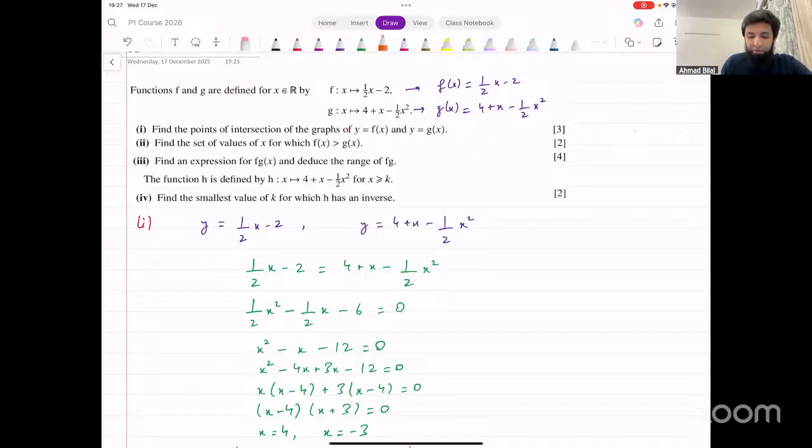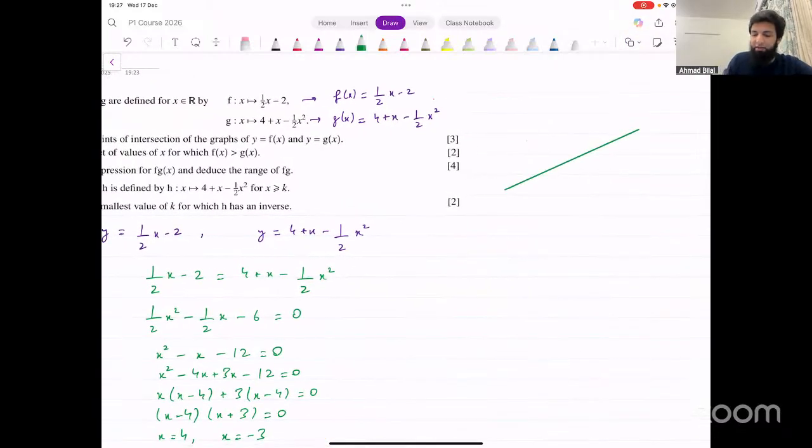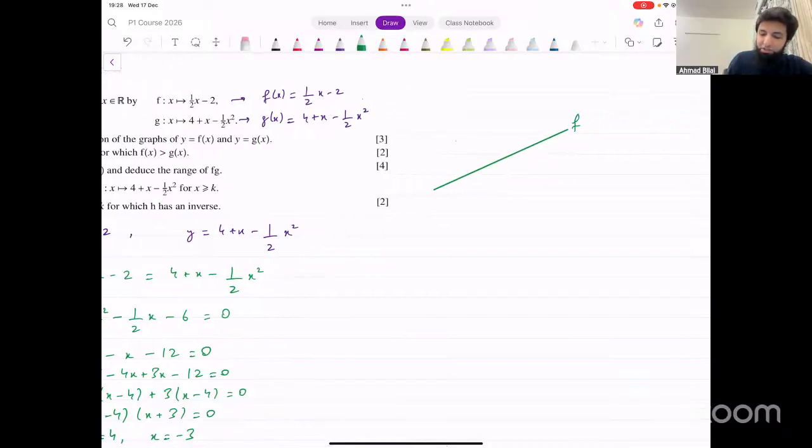Now you see, in the first part, this function f was a straight line, and this function g is a quadratic function. Let's try to understand how they would look graphically. This is a straight line, an upward sloping straight line. So it would look something like this, right? Let's call this function f of x. The other function is a quadratic function. What's the shape of that quadratic function? The coefficient of x squared is negative. So that's an n-shaped graph.